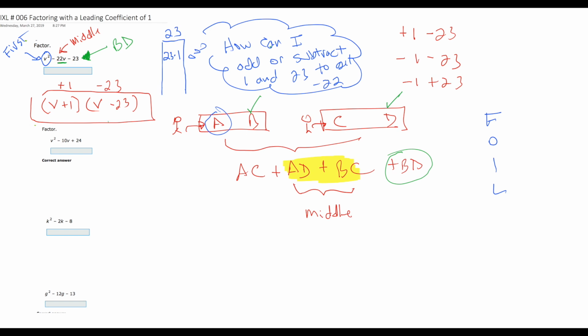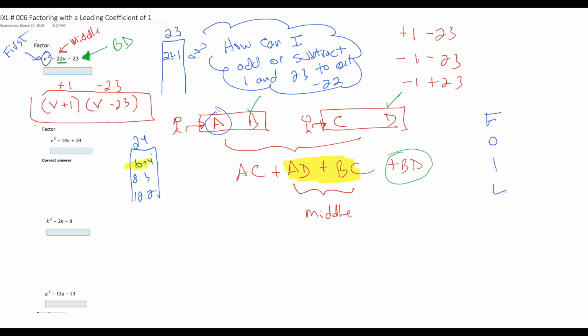Okay, let's do another one. So we put it on our bookshelf. Whatever goes on top, 24. How do we get 24 through multiplication? We can try 6 and 4. We try 6 and 4, and we've got 8 and 3, and 12 and 2. Can any of those numbers give us negative 10? What can give us negative 10? 6 and 4.